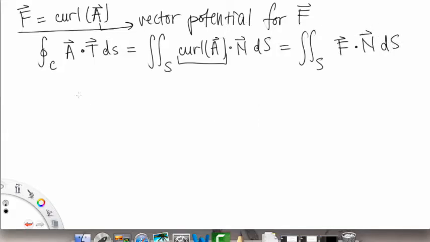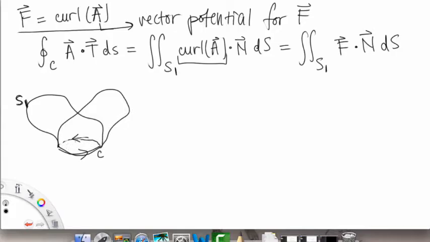So let's draw a picture of what this looks like. Let's say we have a surface. It goes out like this and closes in a circle here at the bottom. This is its boundary curve, let's call it C. That's the circle down there, and this is S. I'm going to call this one S sub 1. Now let's see what would happen if we did the same thing, but connect another, separate surface to this circle here.